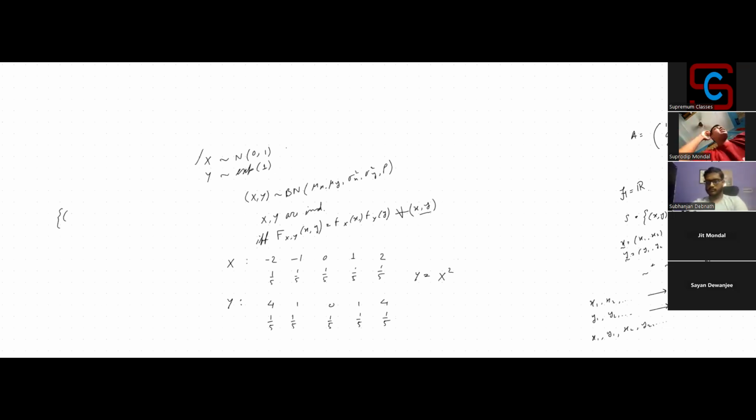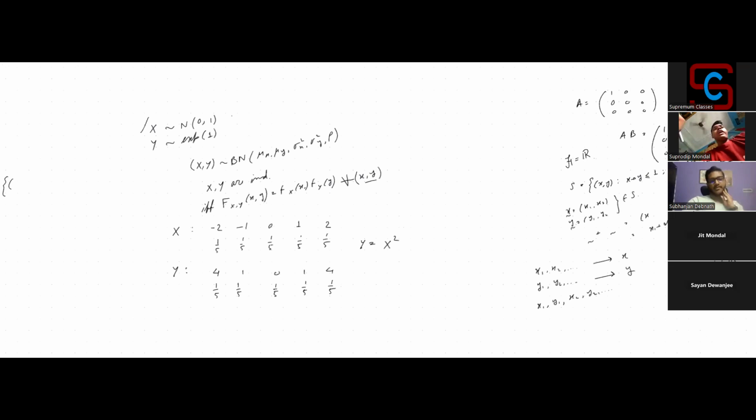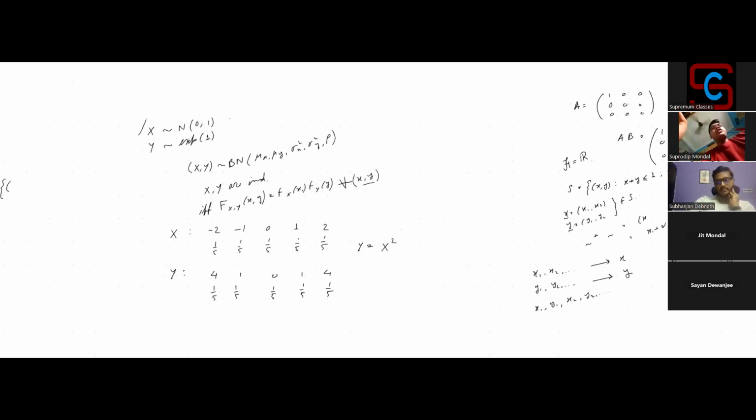No, I can't think of it right now. It's very easy. Just try to think. The answer is itself in the board. You just have to play some mathematics. The square of any normal distribution ends up as a chi-square 1 distribution.